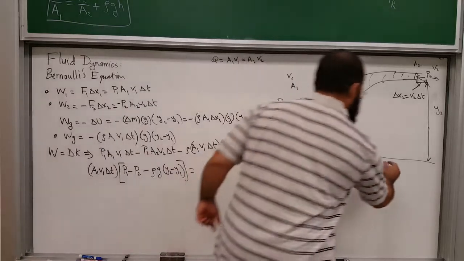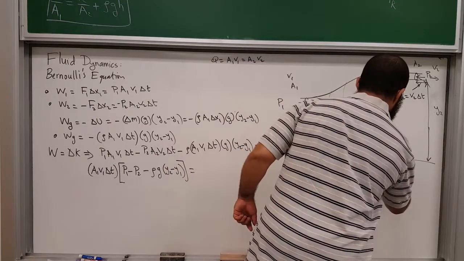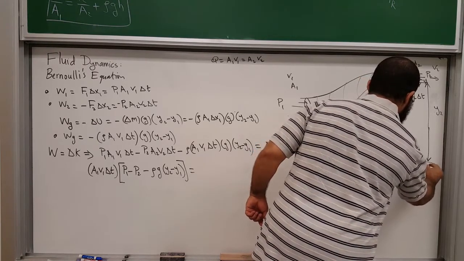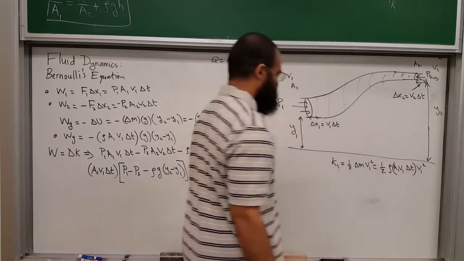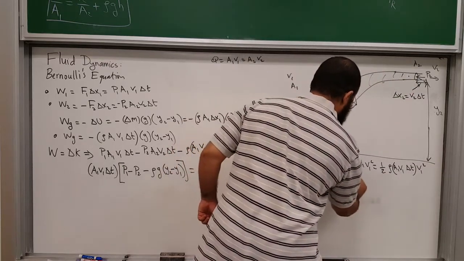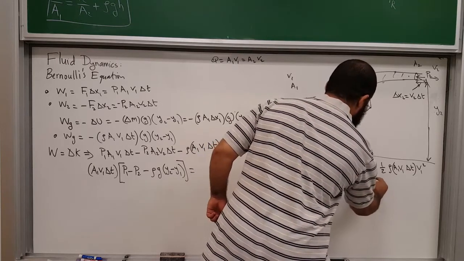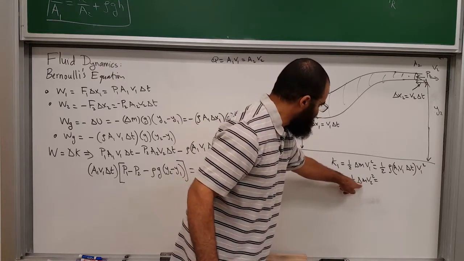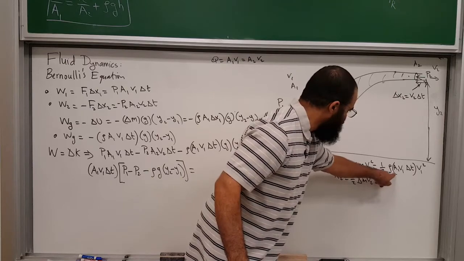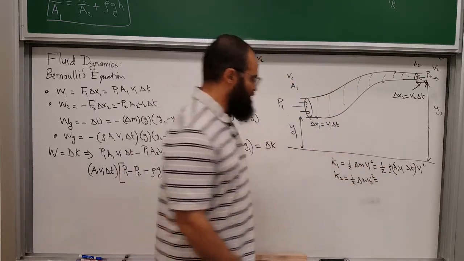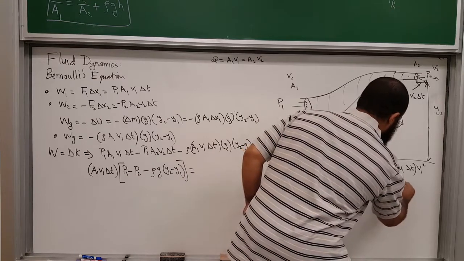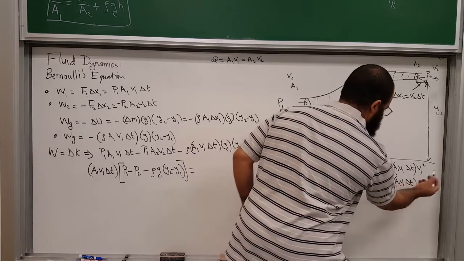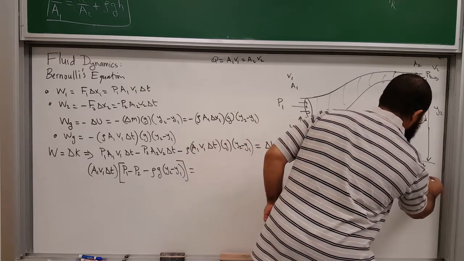So it was 1/2 rho A1 V1 delta T and then V1 squared. And then the kinetic energy at the top will be 1/2 delta M V2 squared. You see the delta Ms are the same, so I will just write 1/2 rho A1 V1 delta T times V2 squared. We could have written it as A2 V2 delta T, but they're exactly the same quantity by continuity.